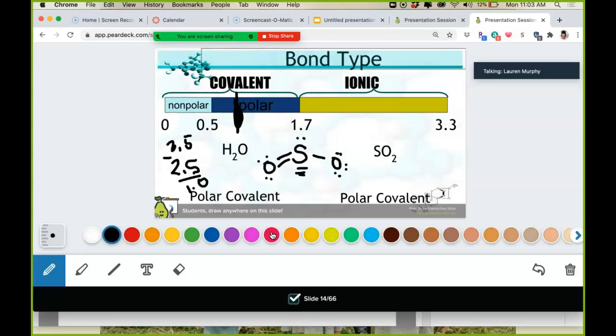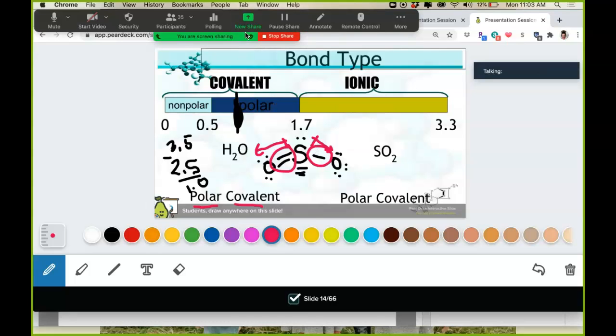So there's uneven sharing. Now this should make sense. Oxygen's the second most electronegative element on the periodic table, so it heavily attracts electrons. So there's uneven sharing going on right here because oxygen is so attracted to the electrons. So they call that polar, uneven, covalent sharing. So this is a polar covalent bond. Now this is the same, a sulfur-oxygen bond. So this is also a polar covalent bond. Any questions about this concept before we move on to something else?